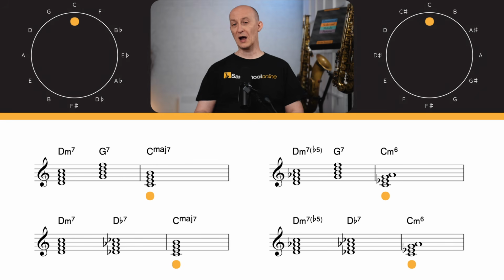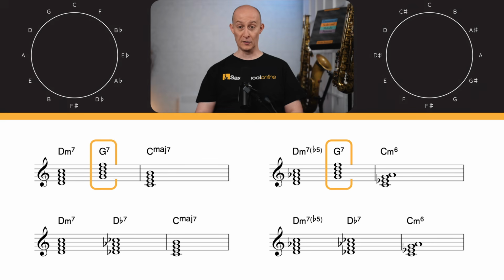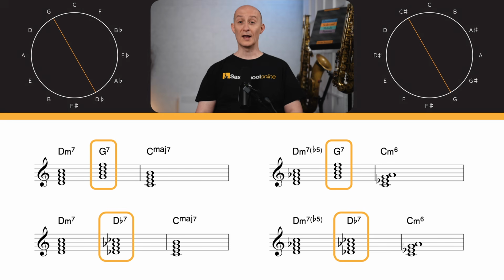Now let's think about the difference between these two versions. So in our first version, we've got G7, and in our second version, we've got D flat 7. And what is the distance between those two root notes? Well, it's a tritone. So this is a really basic look at what a tritone substitution is. Instead of going 2, 5, 1, we're going to go 2, flat 2, 1. So we move chromatically rather than round the cycle.